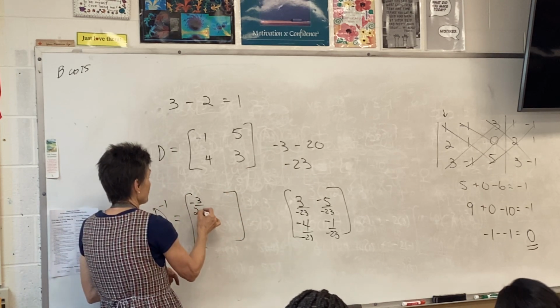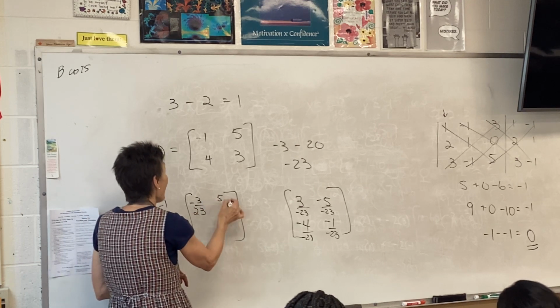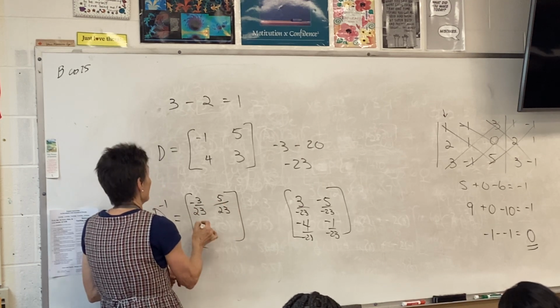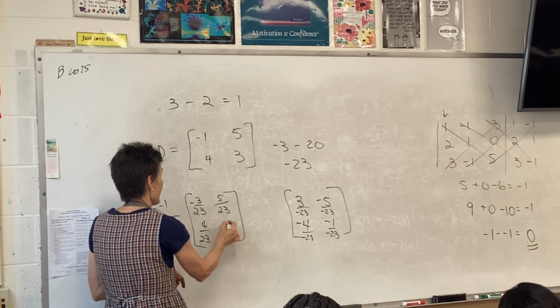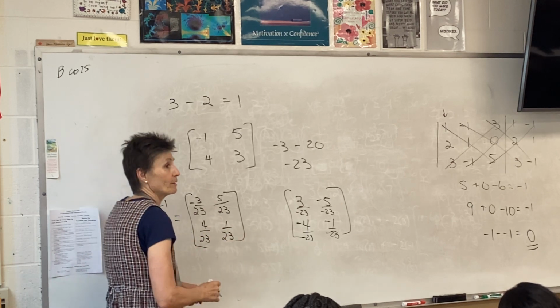So -3/23, 5/23, 4/23, and 1/23. There's your inverse.